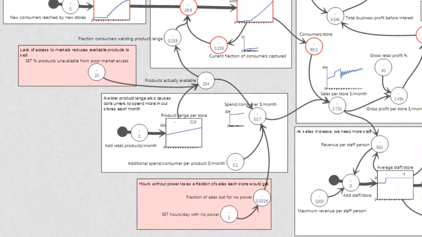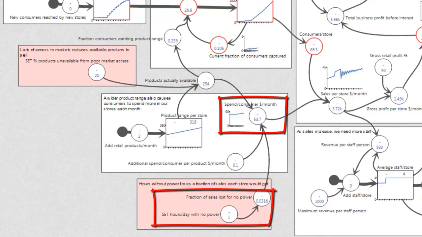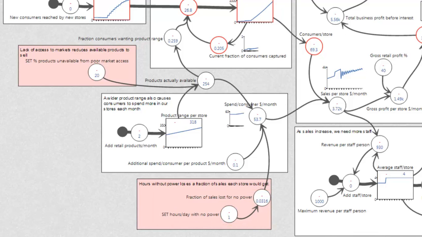Scroll down a little more, and you will see that we are gradually increasing the product range in the stores, but at any time a percentage of those products will not be available because of supply problems. Consumers spend more if we have more products, but the power outages at the bottom cut the store's trading hours and lose us a fraction of those sales. The more hours are lost, the more we lose.